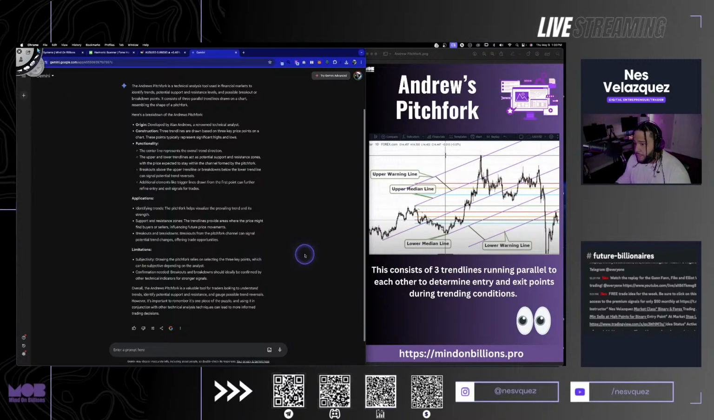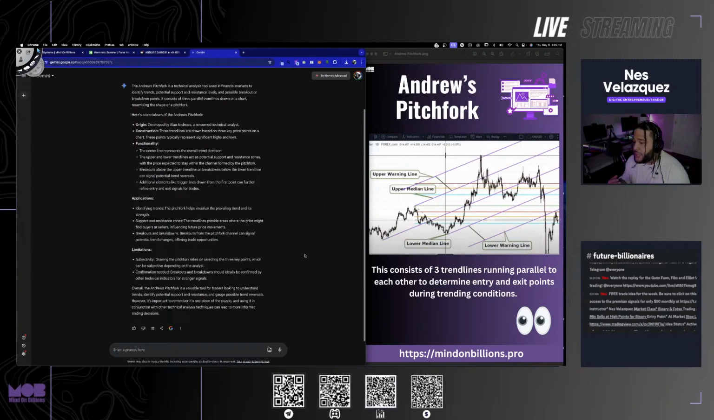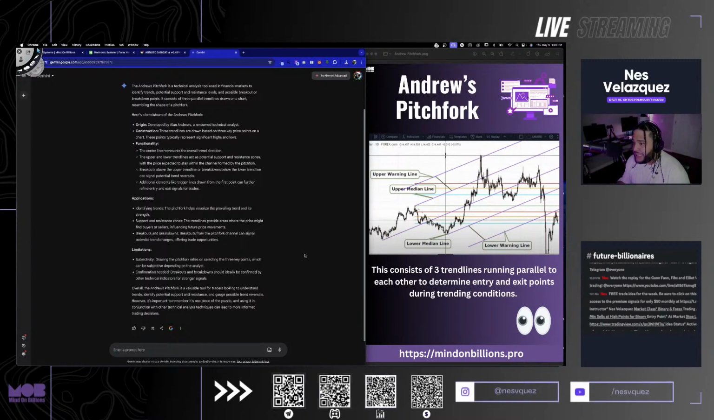Okay, so overall, the Andrews Pitchfork is a valuable tool for traders looking to understand trends, identify potential support and resistance, and gauge possible trend reversals. However, it's important to remember it's one piece of the puzzle, and using it in conjunction with other technical analysis techniques can lead to more informed trading decisions.